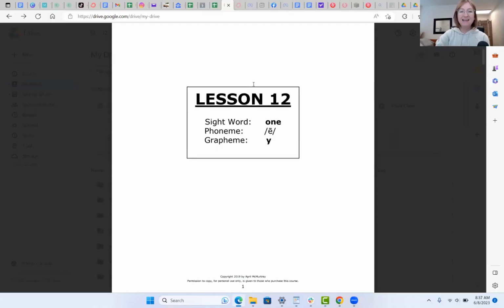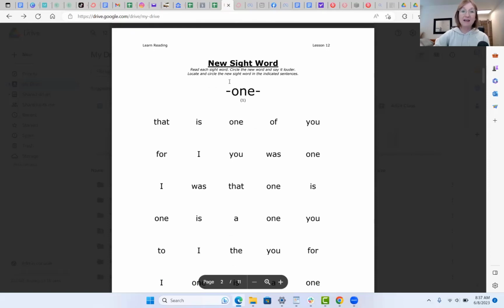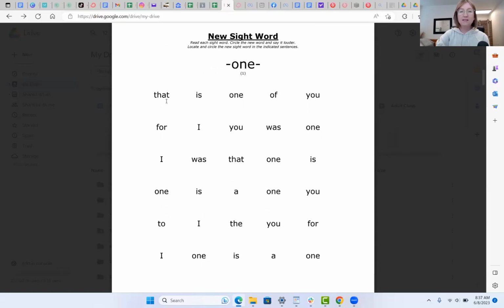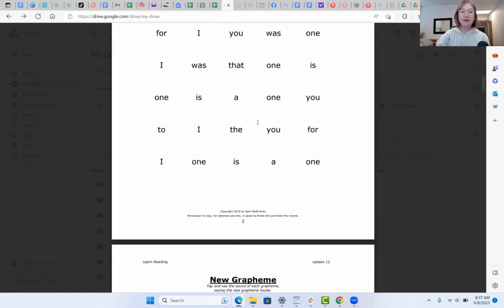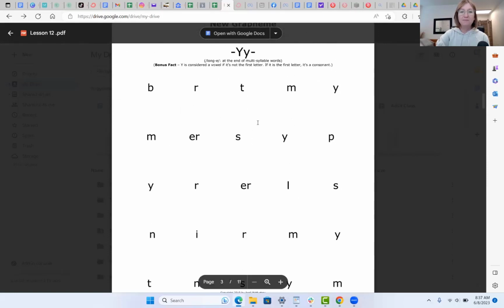Okay, we are in lesson 12. Our sight word for this lesson is 1, as in the number 1. If you have these worksheets, go ahead and work on the sight words on this page. And then meet me over here on page 3.